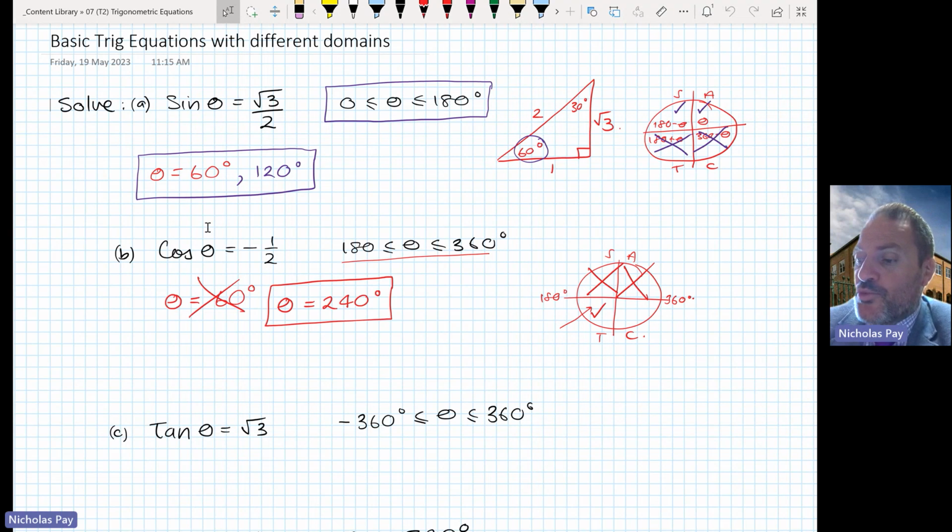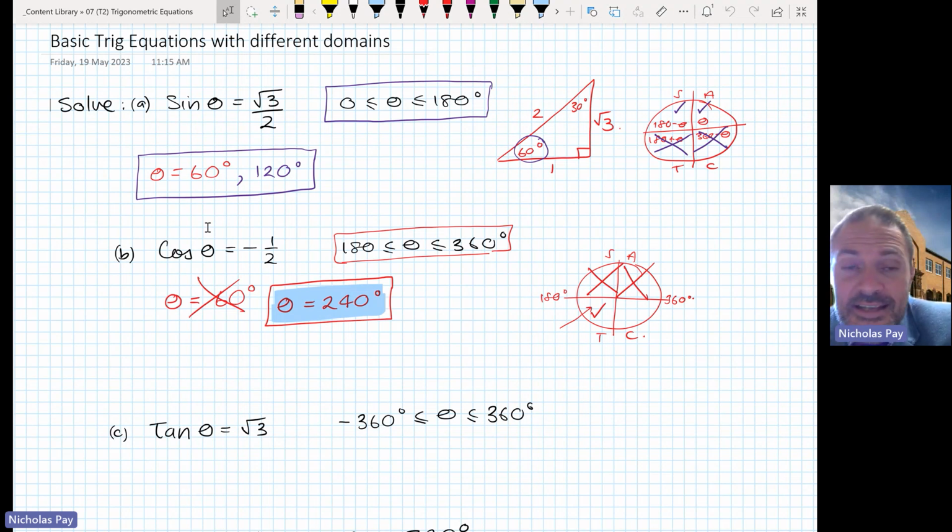A number of students would probably put the 2nd quadrant, because that's where cos is negative, and put something like 120 degrees as well. The problem is 120 degrees does not sit inside the domain of 180 to 360.